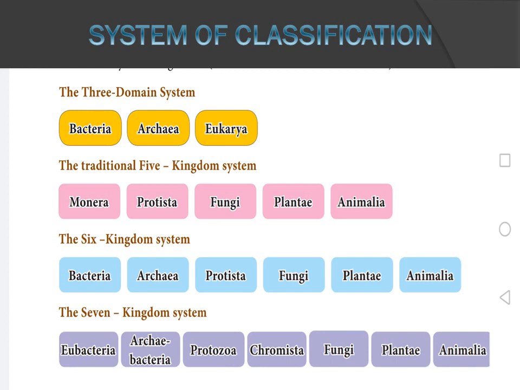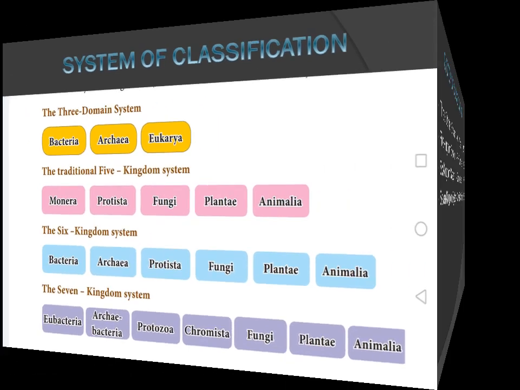Is it clear? That is the system of classification. Is it fine? So the first topic we said is the 3-domain classification system, and the second topic we said regarding the 5 kingdom classification system, the 6 kingdom classification system, and finally the 7 kingdom classification system. So let us see the persons who have revealed this.